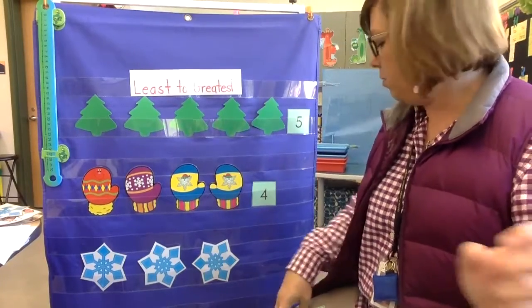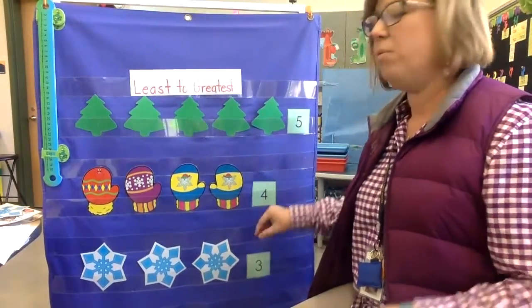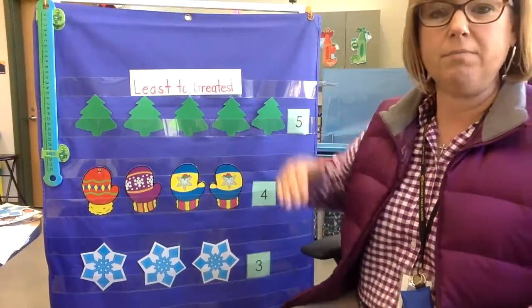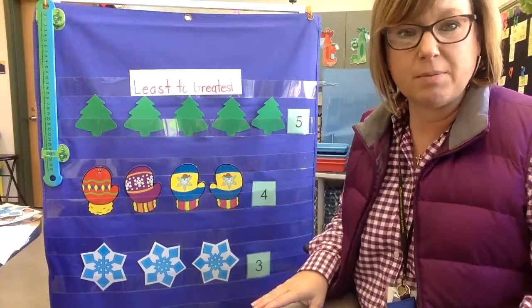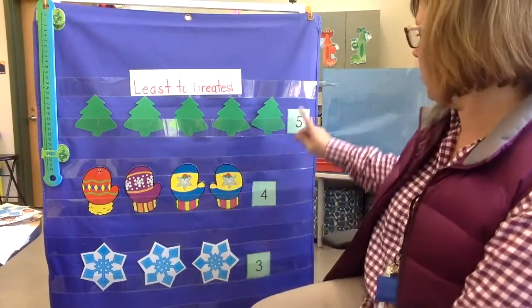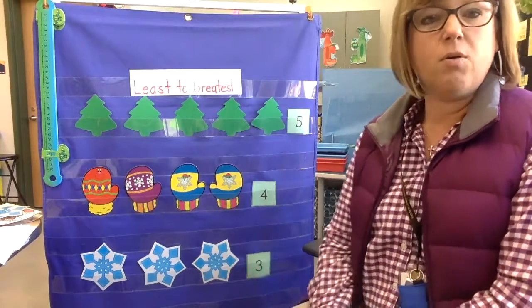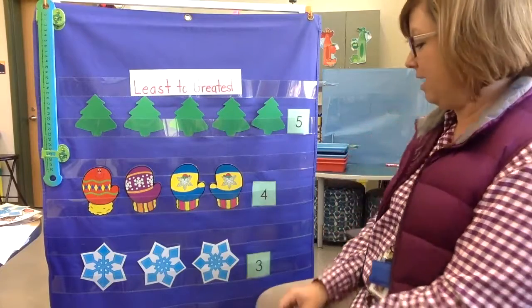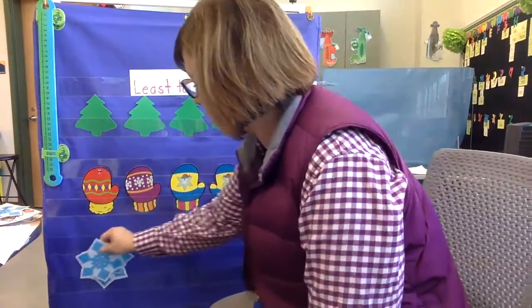All right, so when it says put things in order from the least to the greatest, that means we're going to stack them or put them in order from the smallest number to the largest number. So we have numbers 5, 4, and 3. Which one is the smallest? The 3, right? So the snowflakes are going to go first, right?